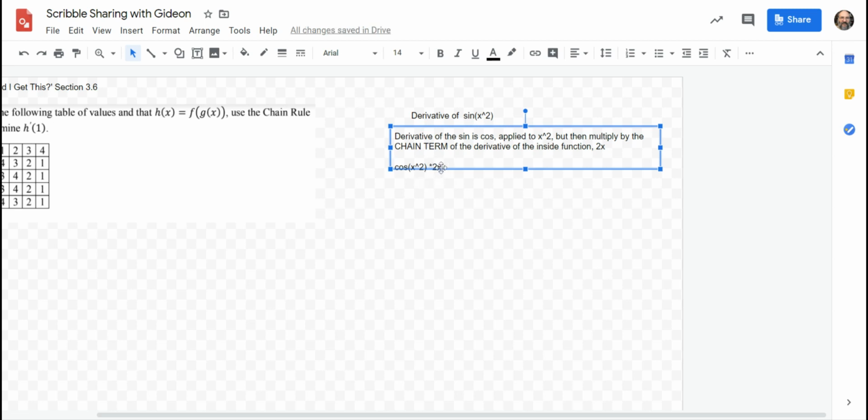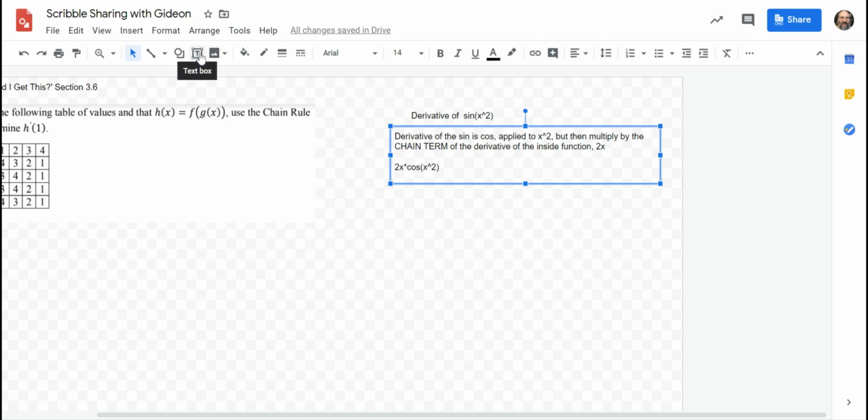Usually what we do, for clarity, is we put the coefficients, the multipliers, up in the front, because if you have them dangling at the end, it's sort of, is that inside the cosine parentheses or not inside the cosine parentheses? It really isn't. So multiplication, you can put it wherever you want. So there it is. So remember that, right? Derivative of the outside applied to the old inside, but multiply by the chain term of the derivative of the inside.